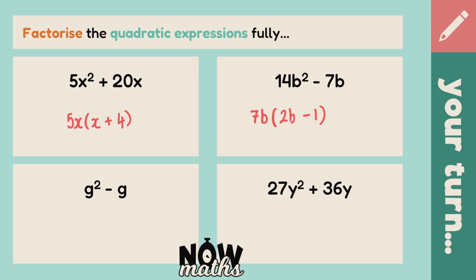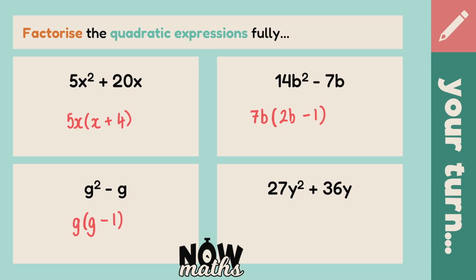For question number 3, we have no numbers, which means there is technically a 1 in the front of each of these terms. This means that 1g is the highest common factor of each, or just g, and we open our brackets up. Then g squared divided by g is g, and negative g divided by g is negative 1. And we close our brackets off, and that's our final answer.